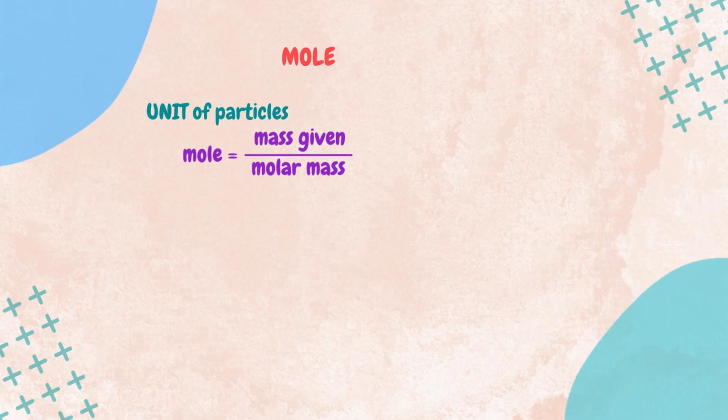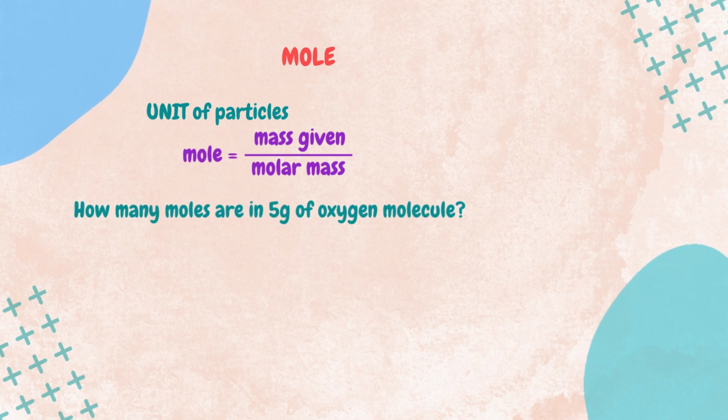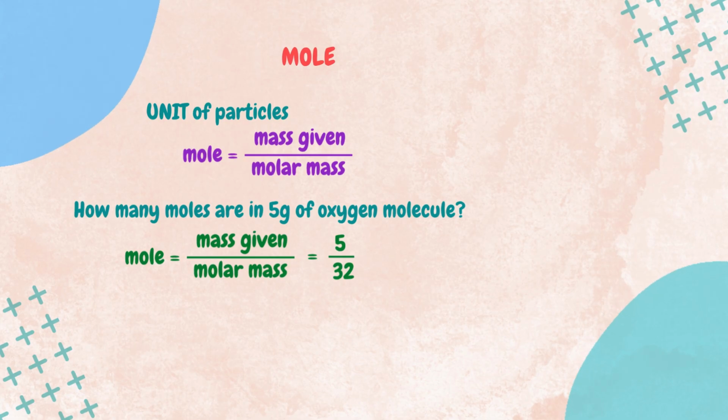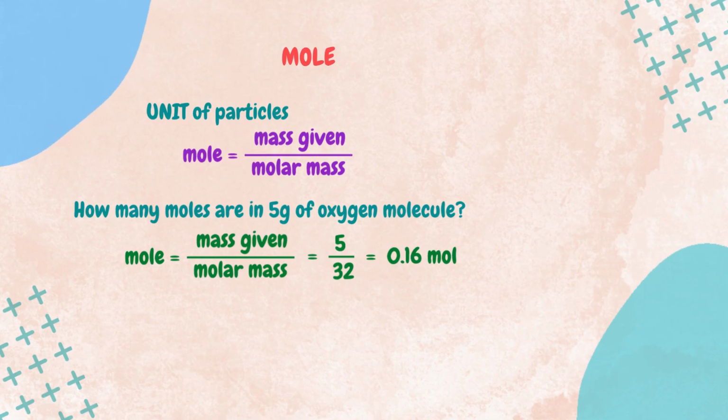Let's consider a few examples. How many moles are in 5 grams of oxygen molecule? Mole is equal to the mass given over the molar mass of oxygen molecule. The mass given is 5 grams. The molar mass of oxygen molecule is 32 grams per mole. 5 over 32 gives 0.16 moles. Therefore, 5 grams of oxygen molecule contains 0.16 moles.